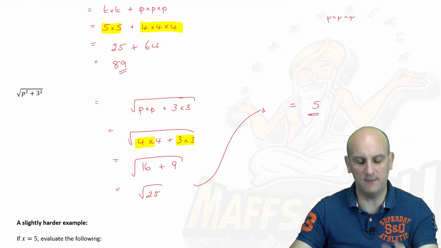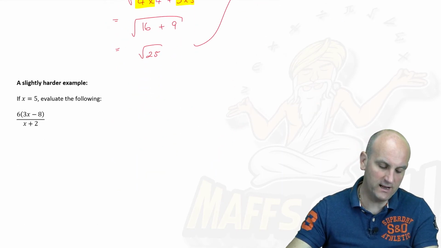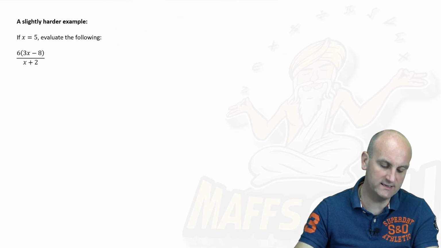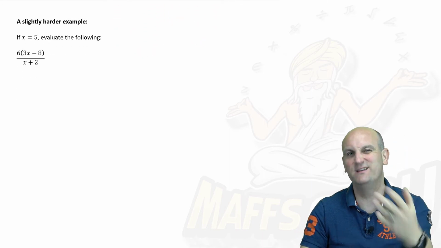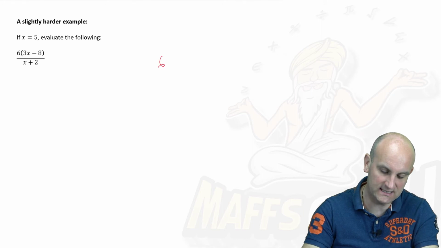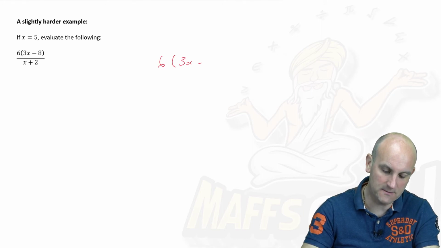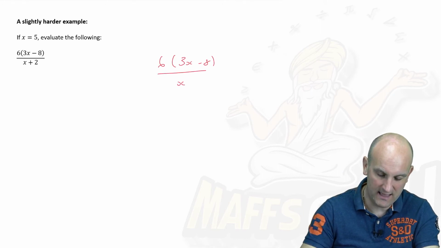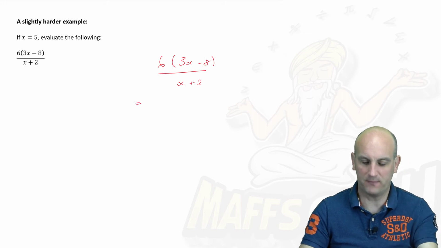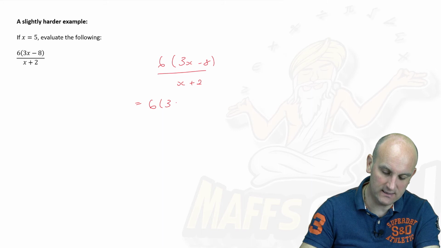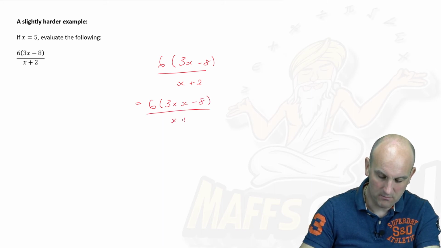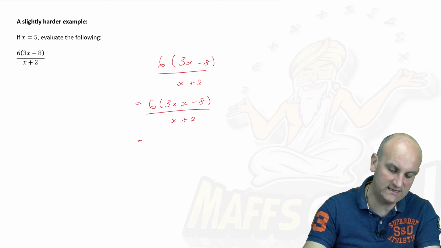Now, obviously, we're getting a little bit harder. Finally, one last harder example, and again, it just comes back to the division I talked about a moment ago. We've got 6 brackets 3x minus 8 divided by x plus 2. Right, we've written the question out. So it's 6 times, in brackets, 3 times x minus 8, divided by x plus 2. Do they give me the value of x in the question? They do. Let's say x equals 5.